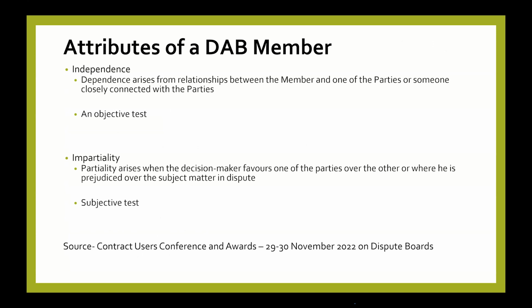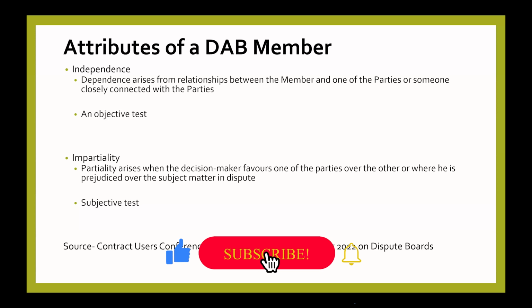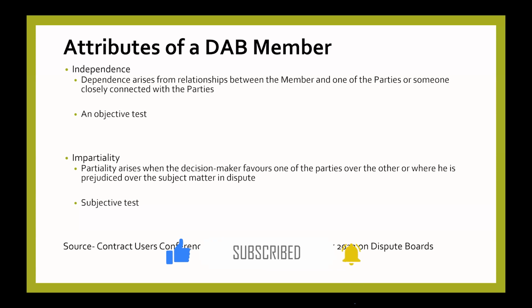So the key attributes of a DAB member are independence and impartiality. Dependence arises from a relationship between the member and one of the parties, or someone closely connected with the parties. Maybe sometimes the member may be a lawyer for one of the parties. So you already depend on the party, and that would more or less influence the decisions you give. So it's an objective test. And partiality arises when the decision maker favors one of the parties over the other, or when you have a prejudice over the subject matter in dispute. So it's also a subjective test.